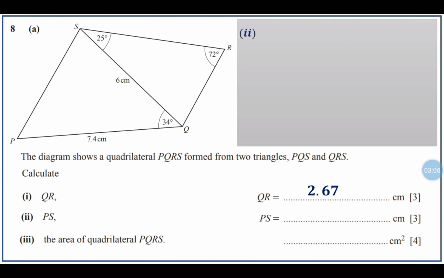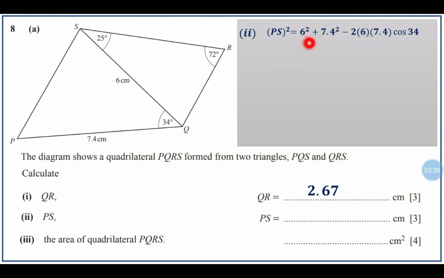And what is cosine rule? It is a squared is equal to b squared plus c squared minus 2bc cosine A. Okay, so it will be like this. So the a is PS, so PS squared. B and c can be interchanged, so this can be the b, this can be the c, or the other way around, as long as you write it properly.